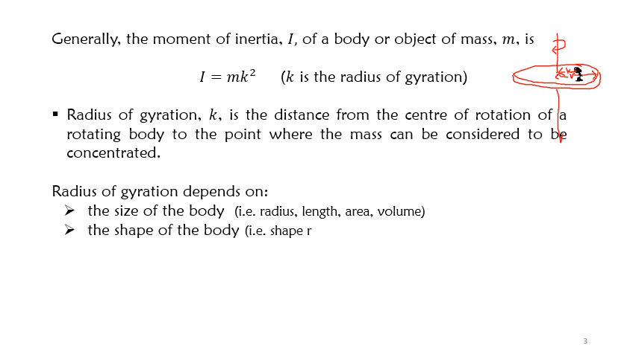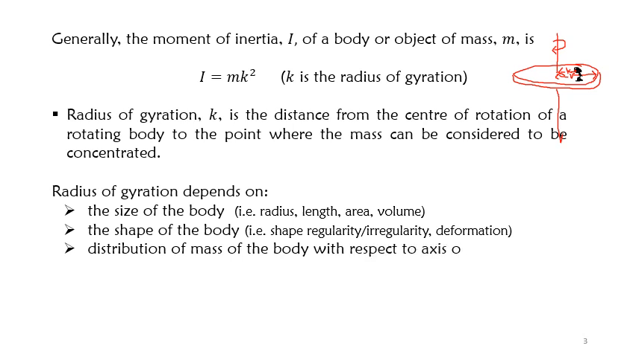Also, the shape of the body. That is, I may have two bodies with the same mass, but one can be a cuboid, the other one can be a disc, or a sphere. Though they have the same mass, their shape will cause a difference in their radius of gyration. Also, the distribution of mass in the body with respect to the axis of rotation. And I think the earlier explanation also gives us that idea. Okay?